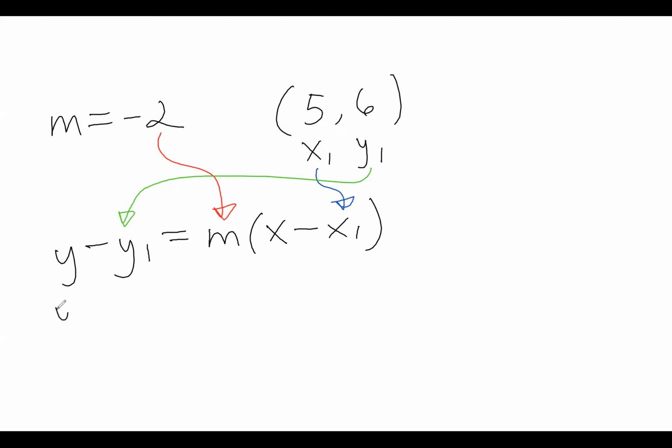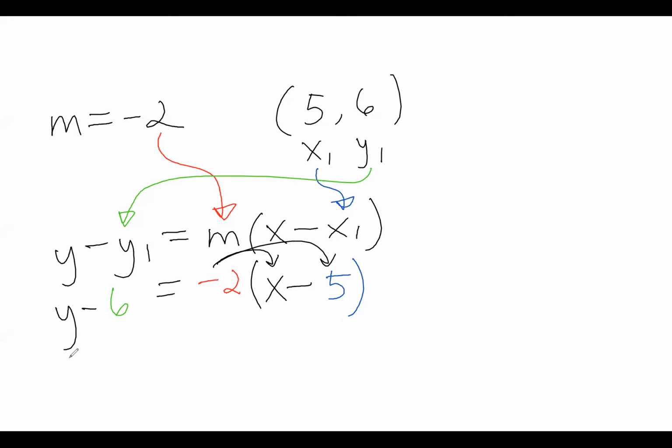Here we go. So y minus 6 equals -2 parentheses x minus 5. Okay, good. We're only a couple steps away. Now we're going to distribute and then we'll be solving for y and we'll finally have our equation. So here we go. Let's distribute our -2 to get rid of those parentheses.